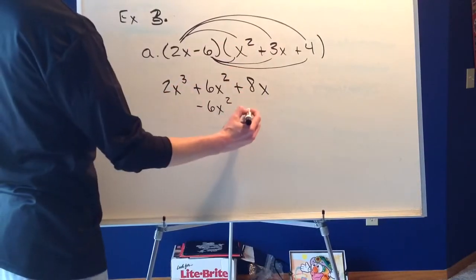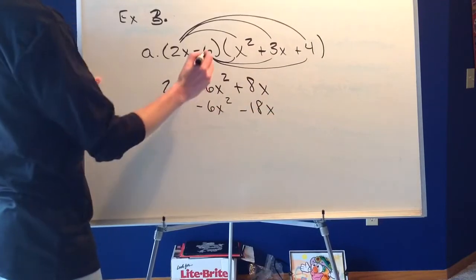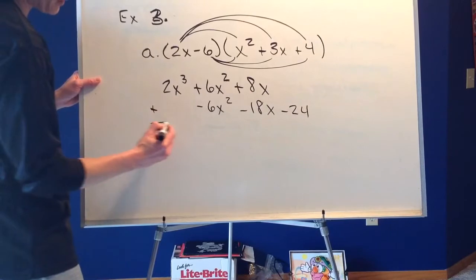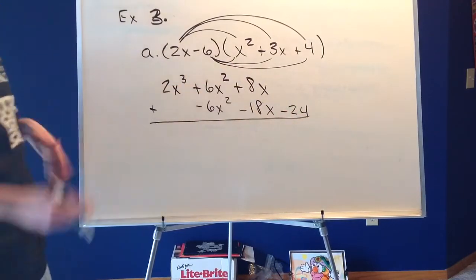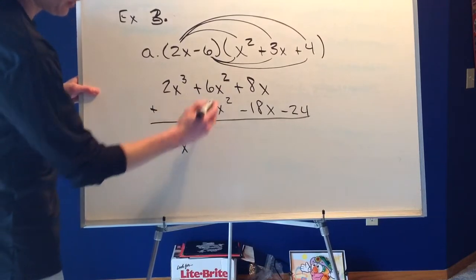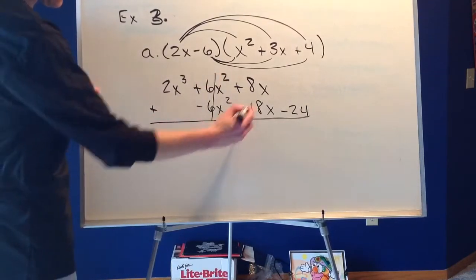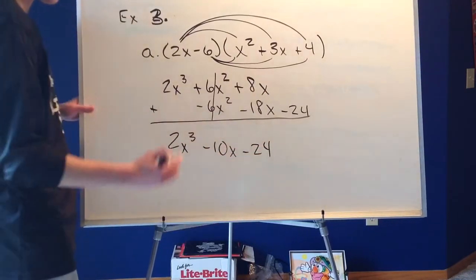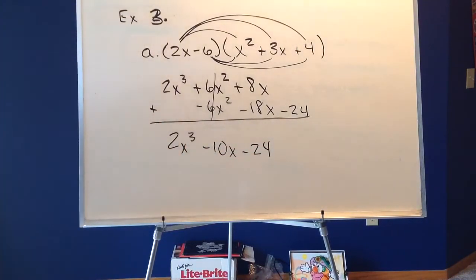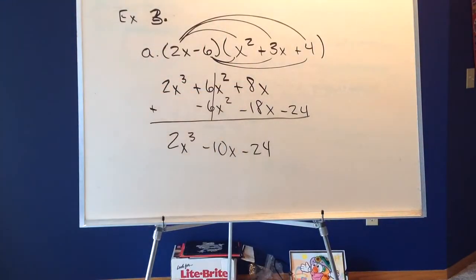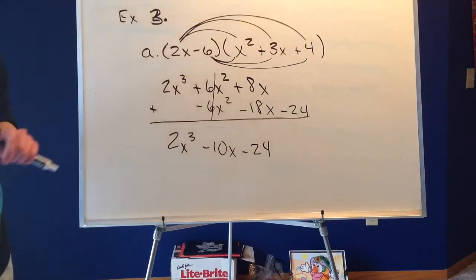Negative 6 and 3x would give me a negative 18x. Negative 6 and 4 would give me a negative 24. So now it makes it easy to combine my like terms because they're all lined up with each other. So I end up with 2x to the third. Those would just cancel each other out. I'd get a negative 10x and a minus 24 as my final answer. Okay, so again, just distributing, you do not have to line them up vertically. I think it's easier, but it's completely up to you if you don't want to do it that way.